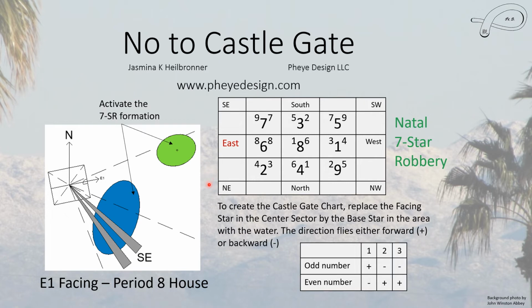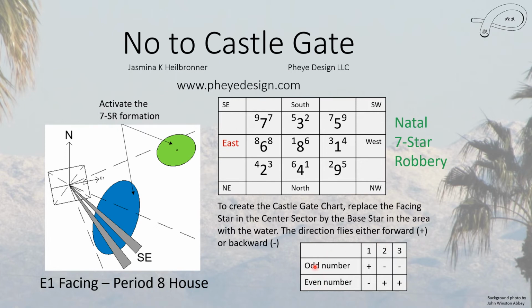Now, to create a castle gate chart, what you do is replace the facing star in the center by the base star where the water is located. Now the south is up here and the north is up here, so it's a little weird. You got to flip this around, and you get used to this when you do this on a regular basis. But once you get that number in there, you have to either fly it forward or backwards.